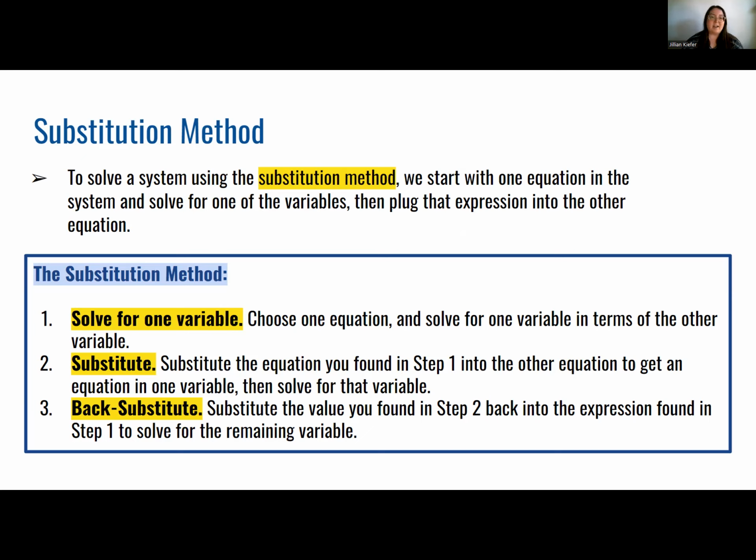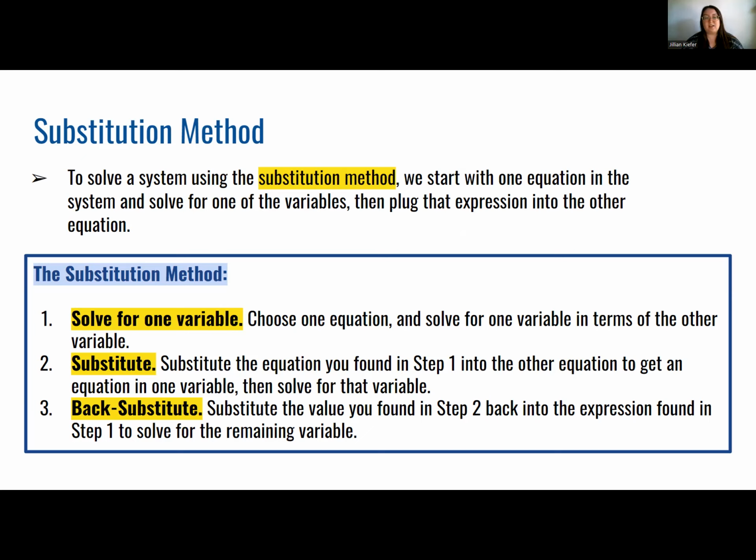So first off, we have the substitution method. It's pretty self-explanatory. You're going to be substituting something in for something else. To solve a system using the substitution method, you start with one equation in the system and you solve for a variable. So you solve for x or y. Then you would plug that result into the other equation to solve for the other variable. And that's about it. So you're substituting in expressions for x so you can solve for y, or substituting in expressions for y to solve for x.